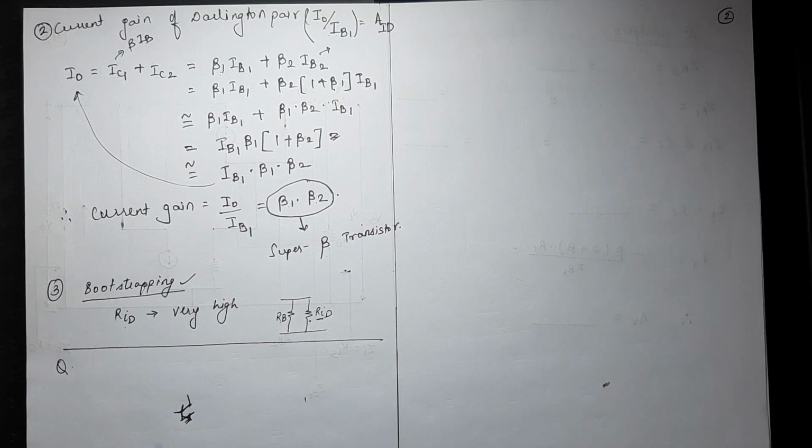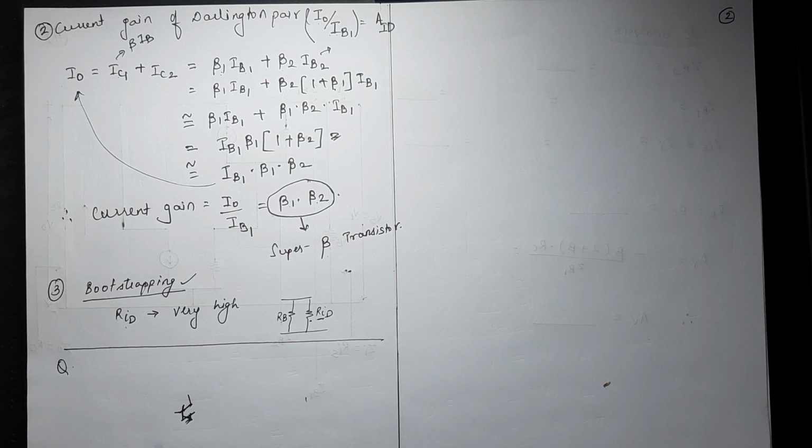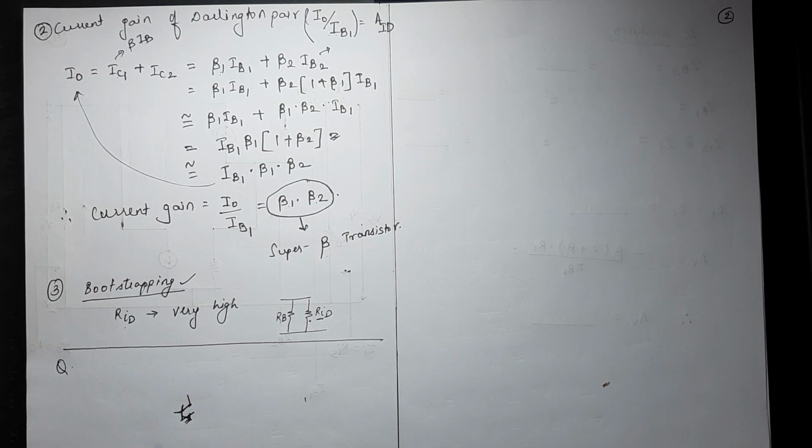Yesterday we started with the input resistance of the Darlington pair and the current gain of the Darlington pair. The input resistance was given by 2 R pi 1 into beta 1 or 2 R pi 2 into beta 2, something of that sort. And the current gain of the Darlington pair was nothing but beta 1 into beta 2, which was very high as compared to the normal cascaded connection.